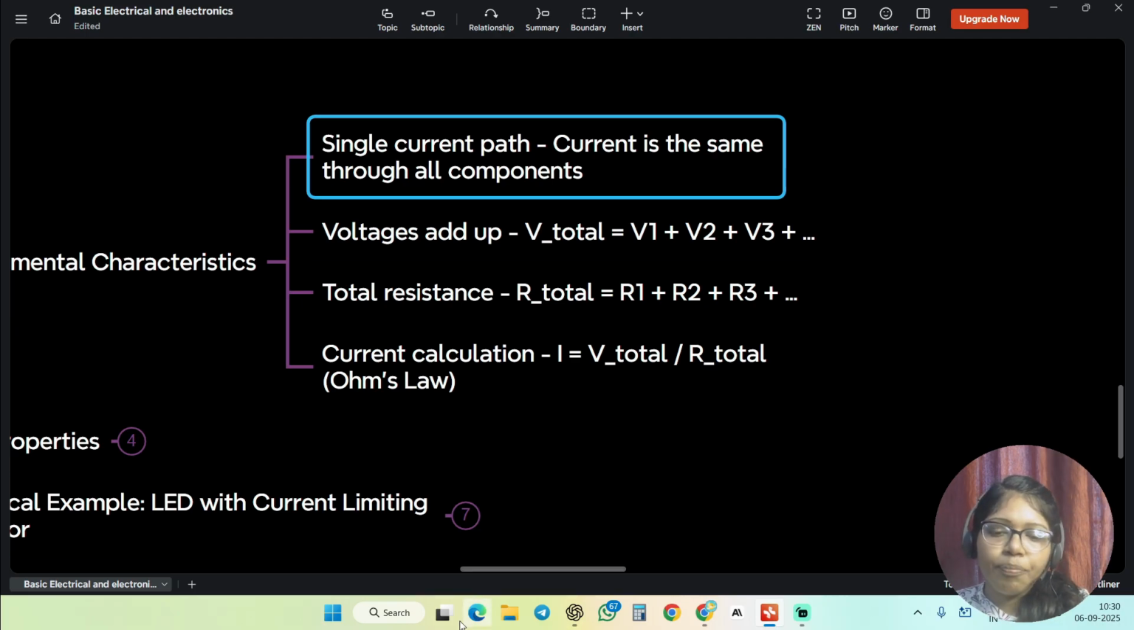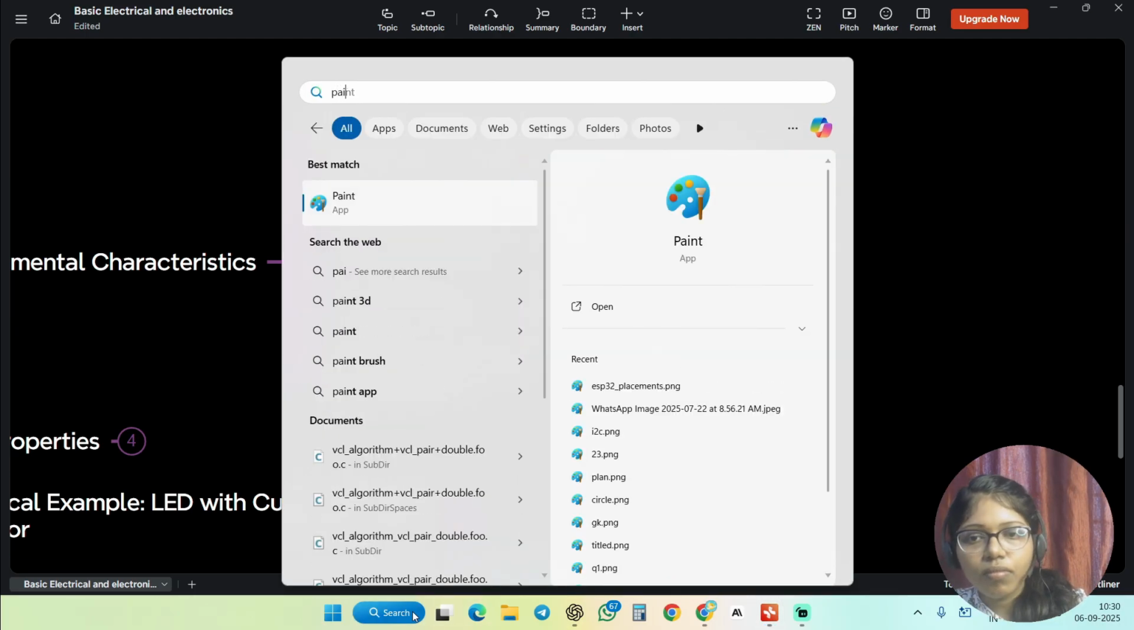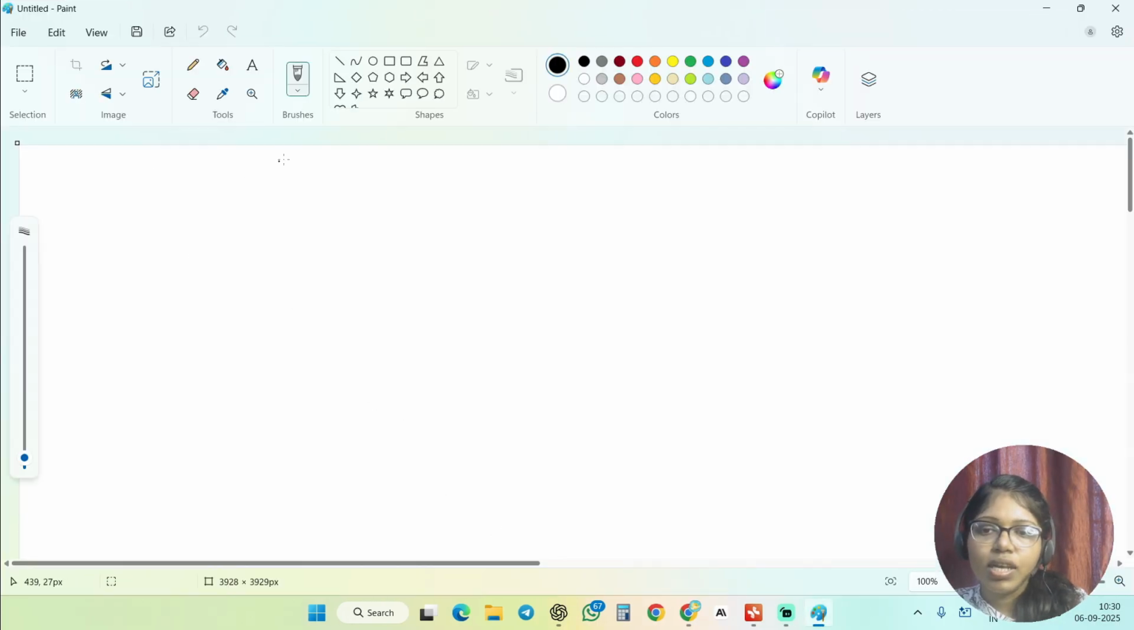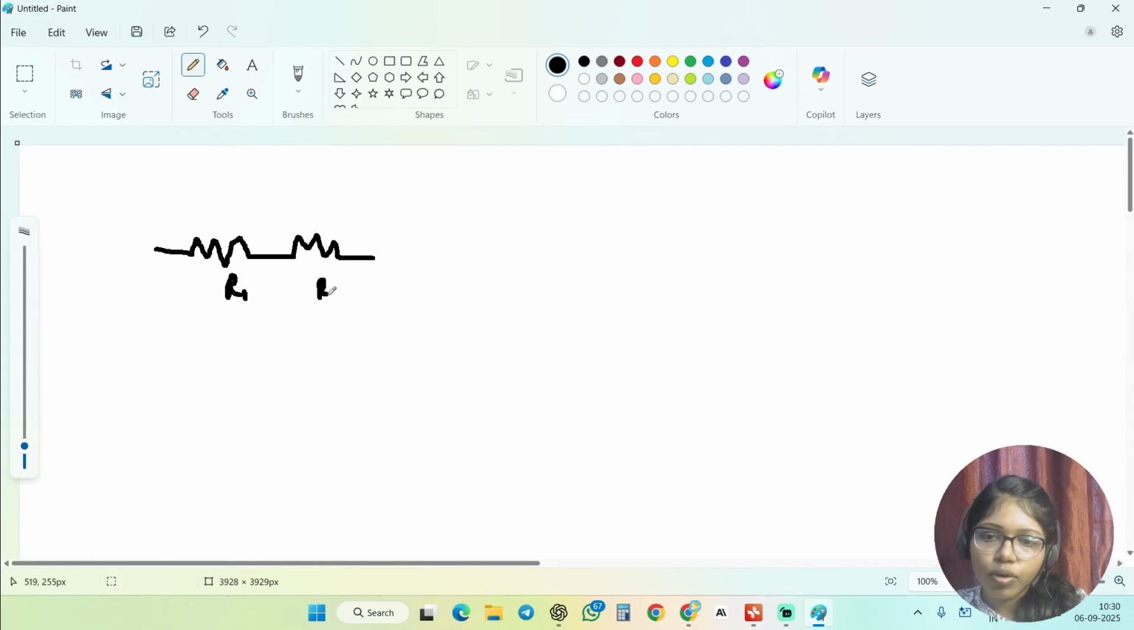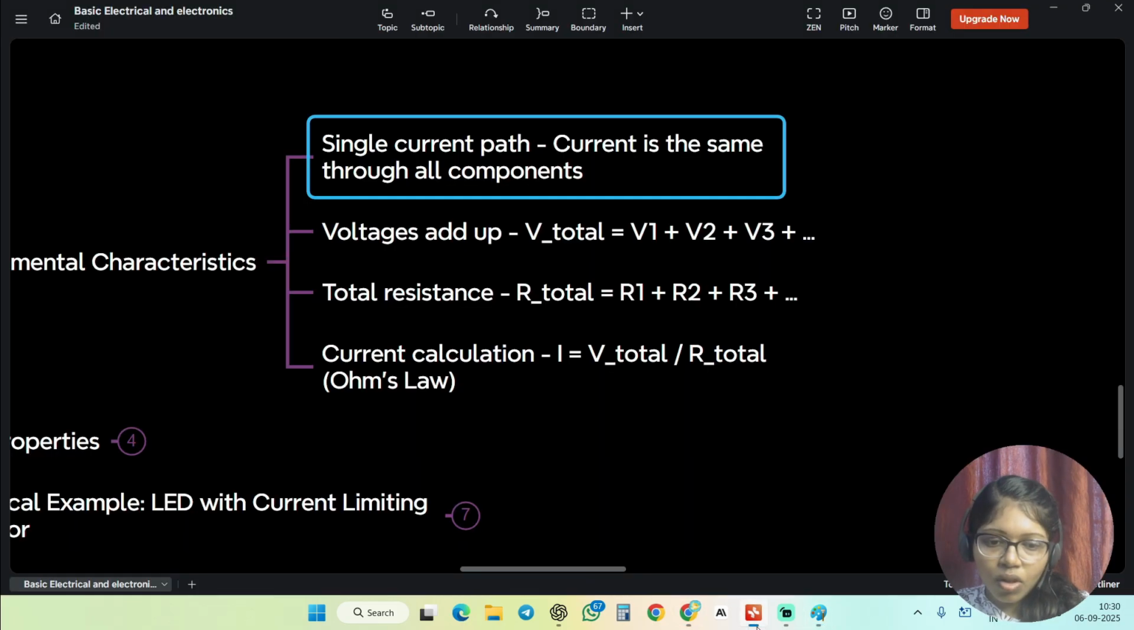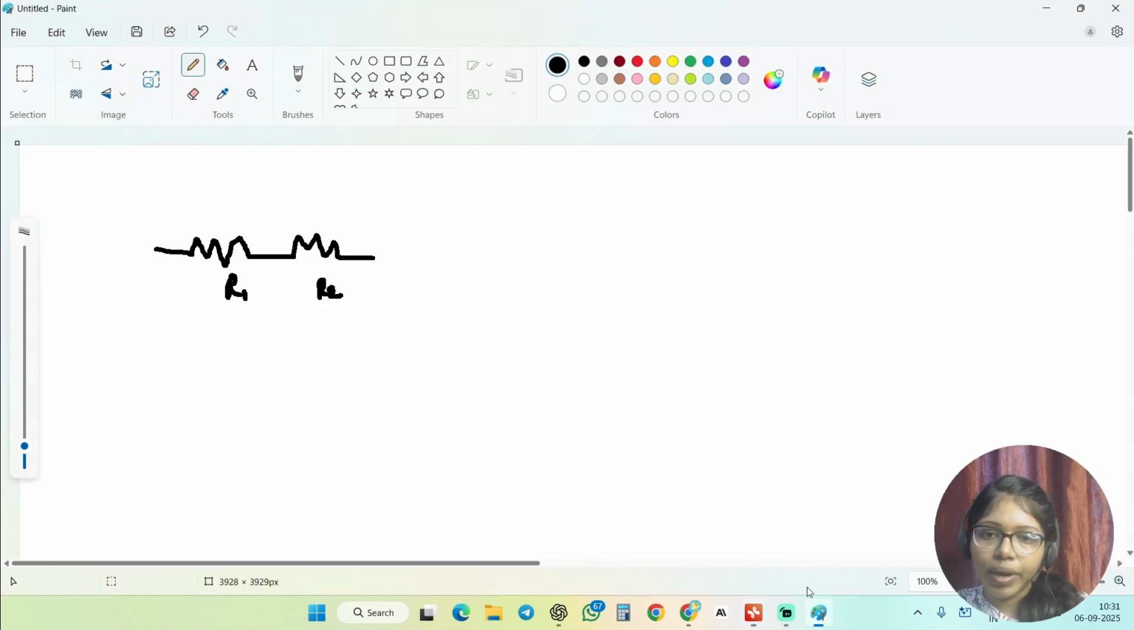The main important thing you are going to learn is, when I connect the resistors in series, I'm taking two resistors connected in series manner. This is the R1 resistor and this is the R2 resistor. What will happen? This is what we are going to discuss. When I connect them, a single current path will be created. The current is the same throughout all the components. Whenever I give the voltage, let's say 5 volt, just take it 5 volt.